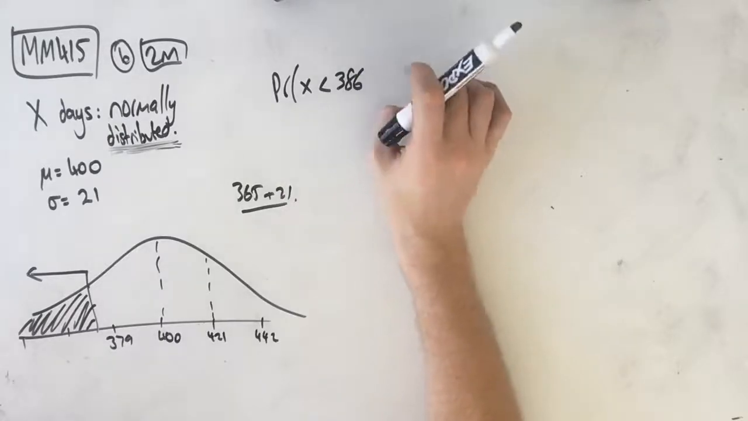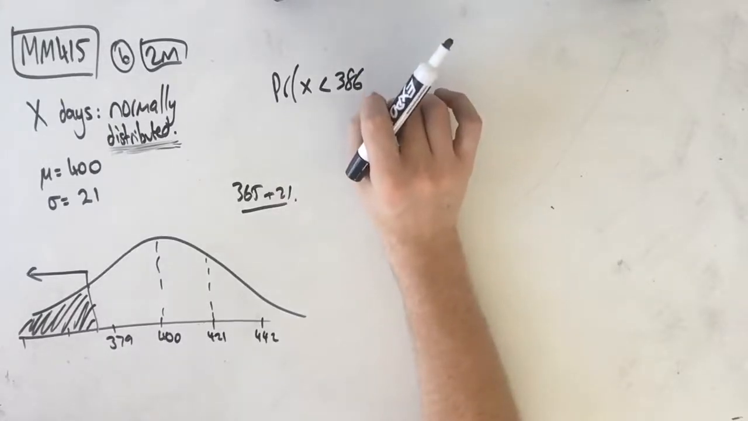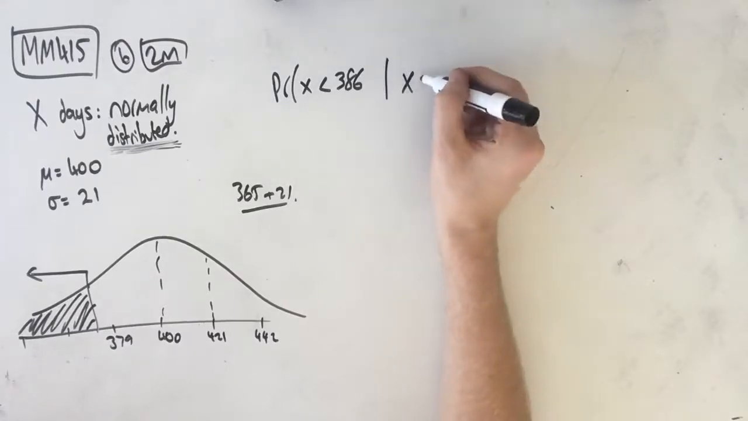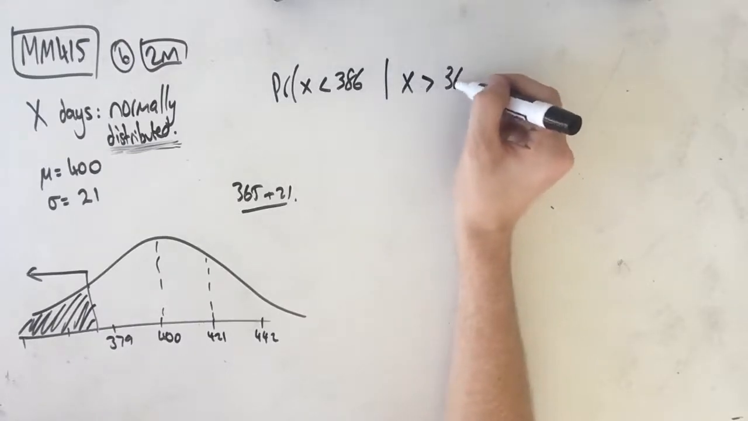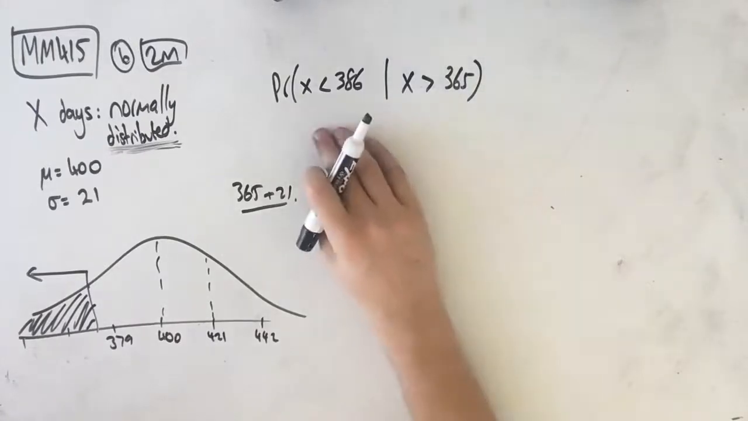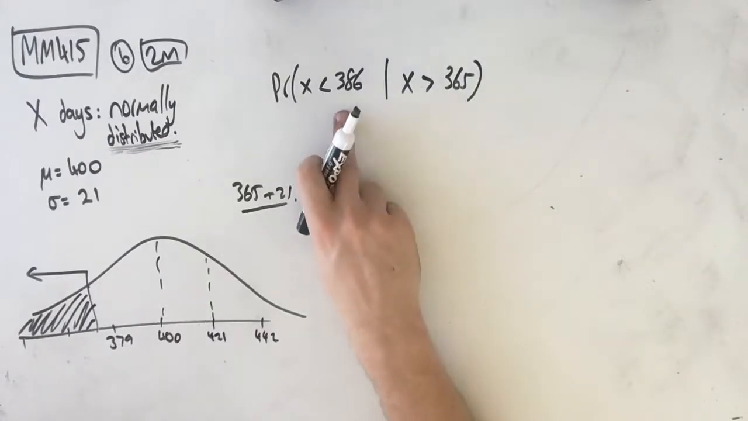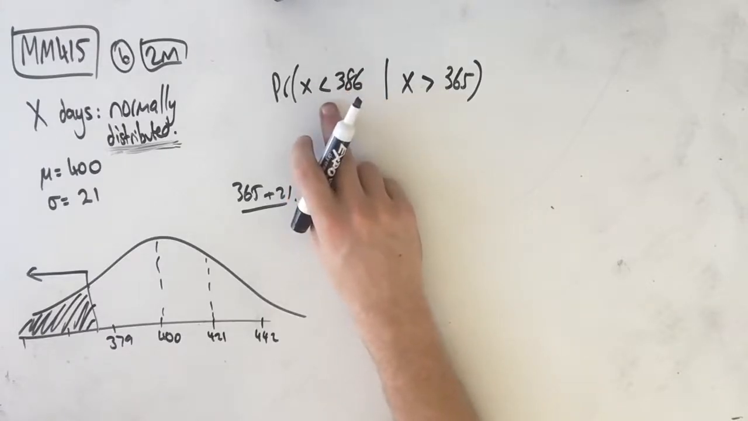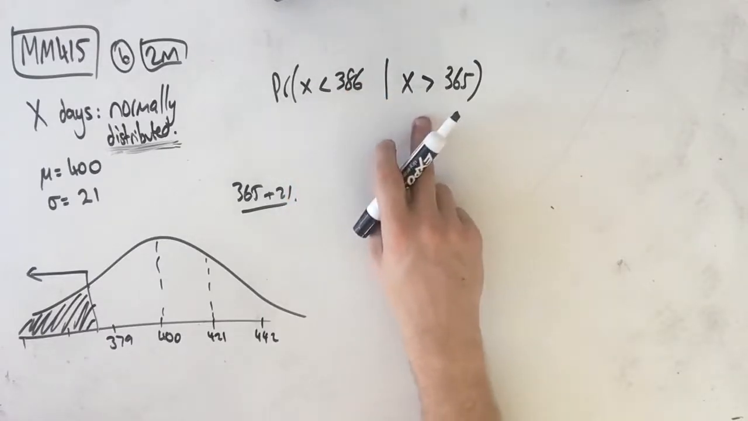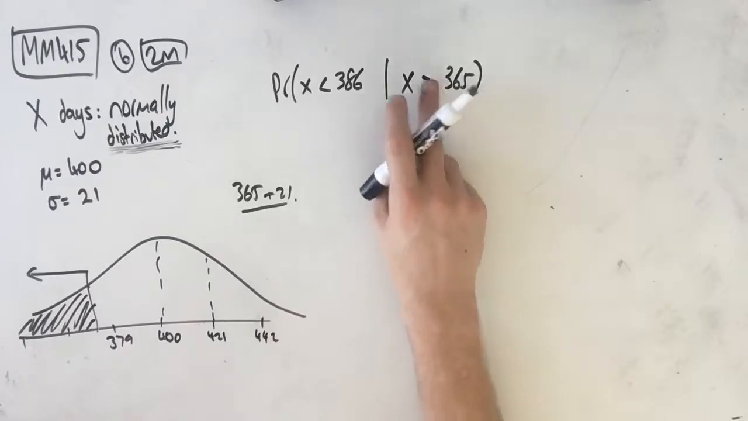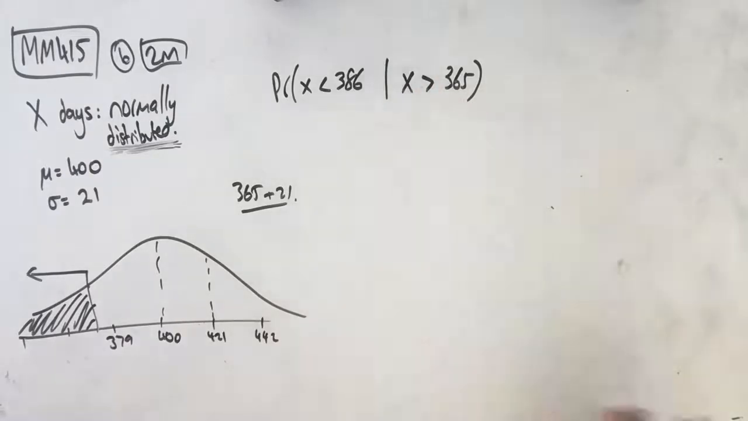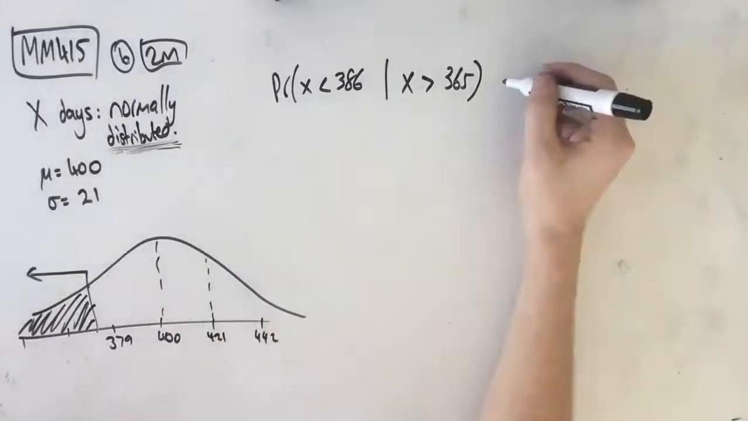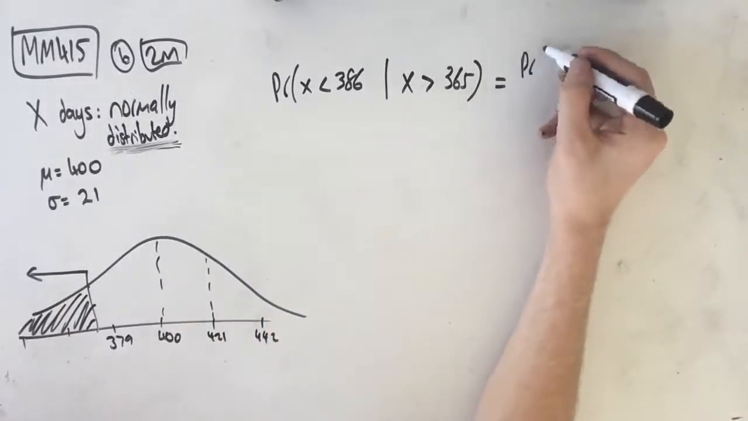But we know that it's been working for 365 days, which means that we have to do a given that x is greater than 365. We're asked to find the probability that its lifespan will be less than 386, but we know that it's been 365 days and it still works. So the lifespan has to be greater than 365, which is why this is a tricky question, because you've got to interpret that given part of it.